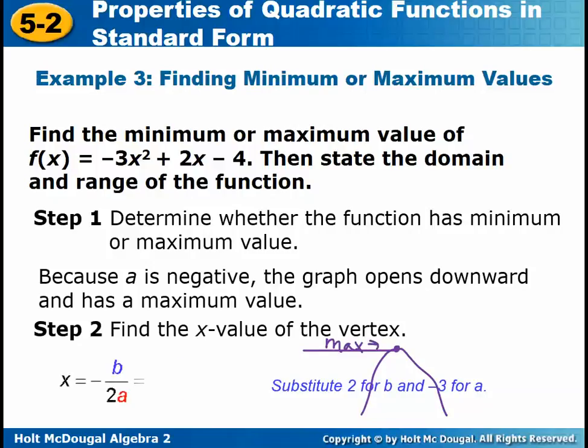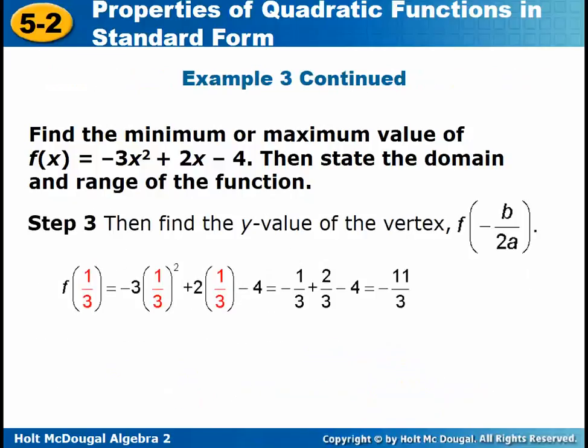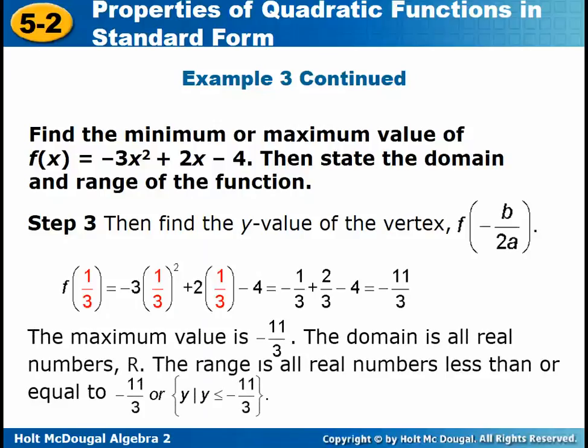We need to find the vertex so that we can find the y value of the vertex, which will be that maximum. The x value of the vertex is 1/3. So we'll plug 1/3 back into the equation, simplify, and this one's a little bit messy with all the fractions, but that's okay. We find that the y value of the vertex is negative 11/3. That means that the maximum value is negative 11/3 as well, or you could write negative 3 2/3.